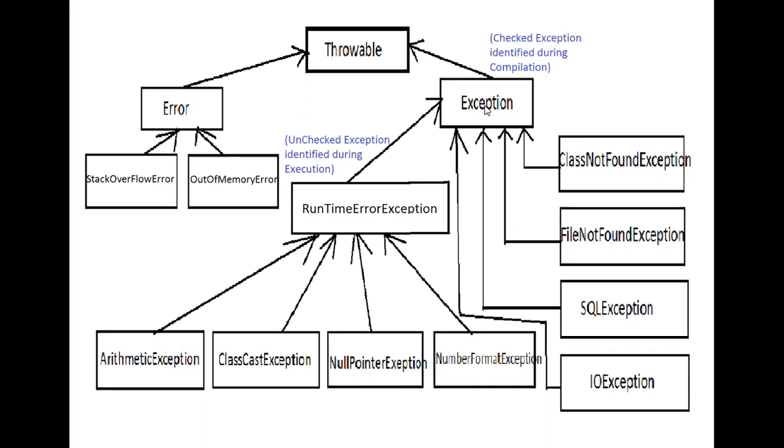The next one is Exception, the super class. It has a lot of subclasses, and in that is our ArithmeticException. So ArithmeticException, ClassCastException, NullPointerException, NumberFormatException are all child classes. Any exception raised during some calculation is an arithmetic exception.